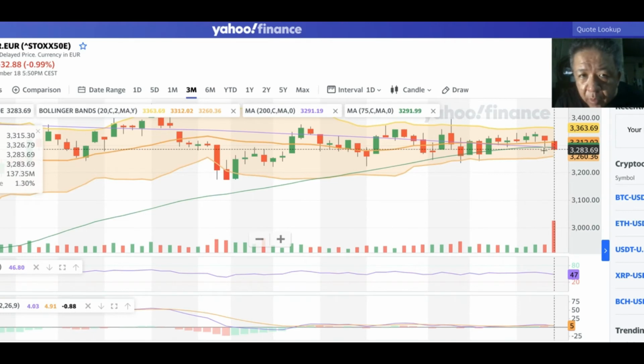Look at the moving average. We have the 200-day moving average at 3291. The moving average 75 is 3291 also, but it's slightly higher. So it's still above the long term. The medium term is above the long term. The price is also above the long term, I guess. Yeah, 329. No, the price is already below the long term.